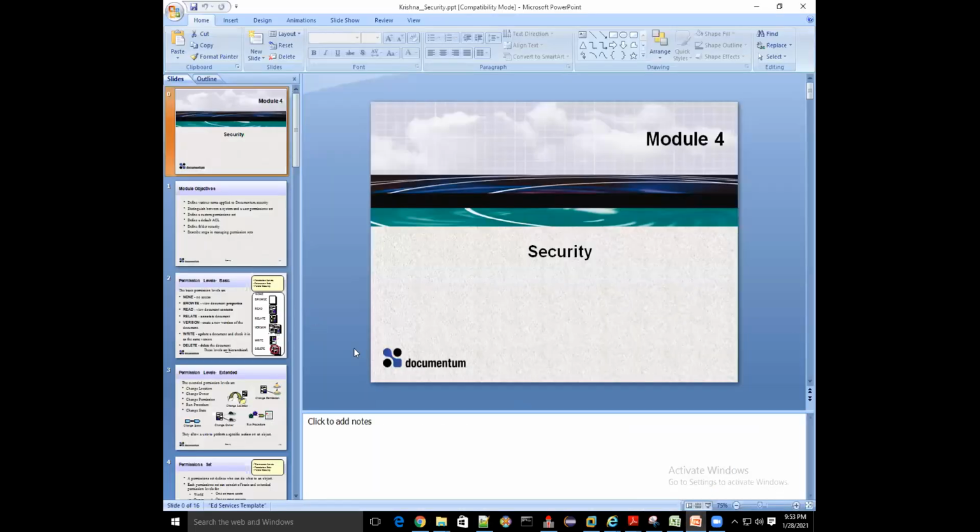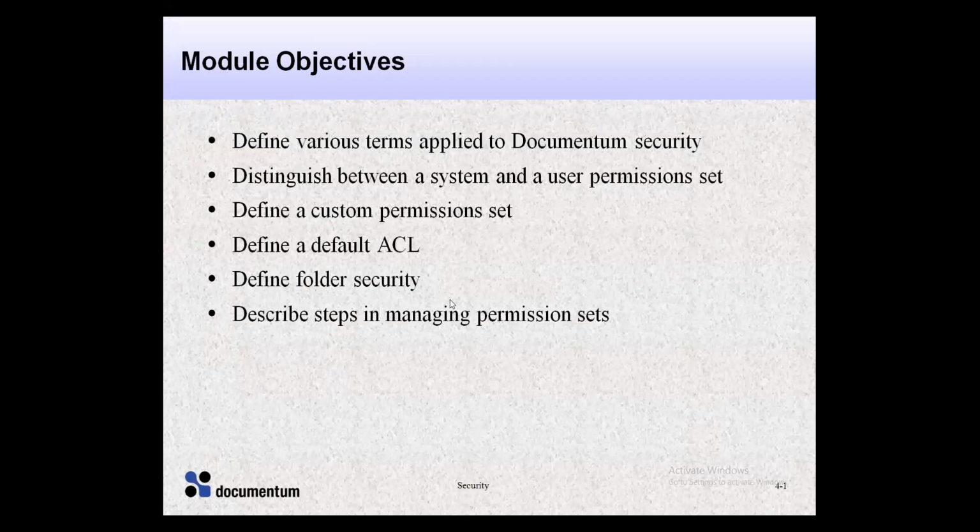Now let's move on to the security part. I think one of the questions you asked me during the initial days was about the ACL, access control list. Here it will be covered, so today you will get the answer to that query. So what is Documentum security? We'll see that. What is a permission set? What is a default ACL? What is folder security, and so on?